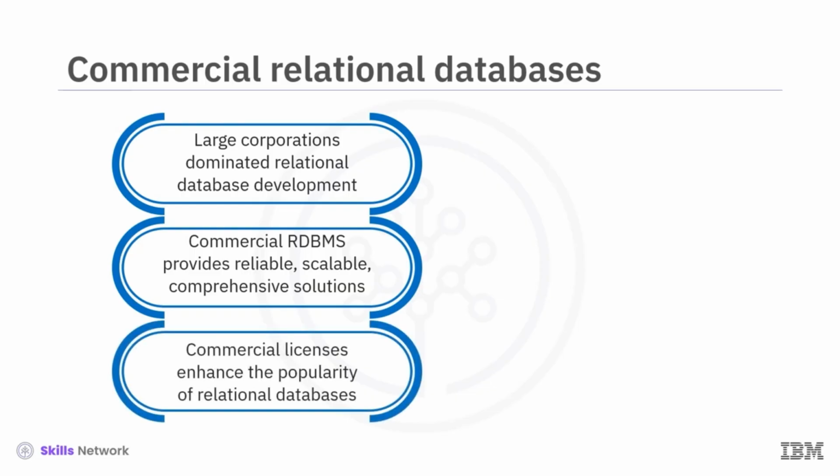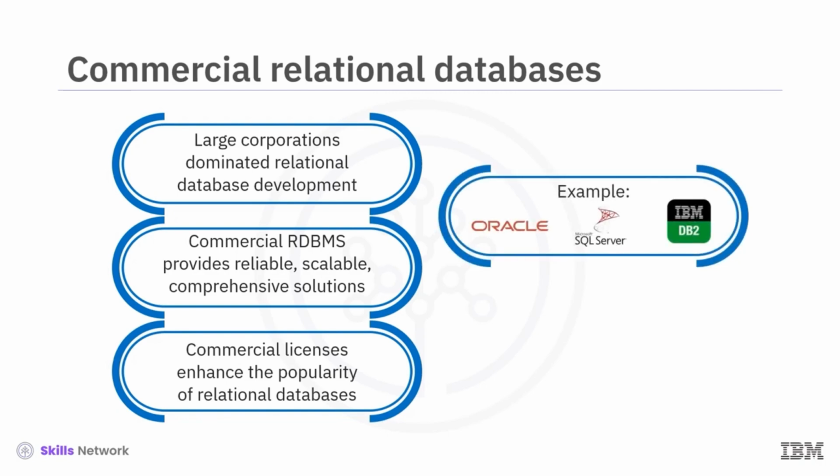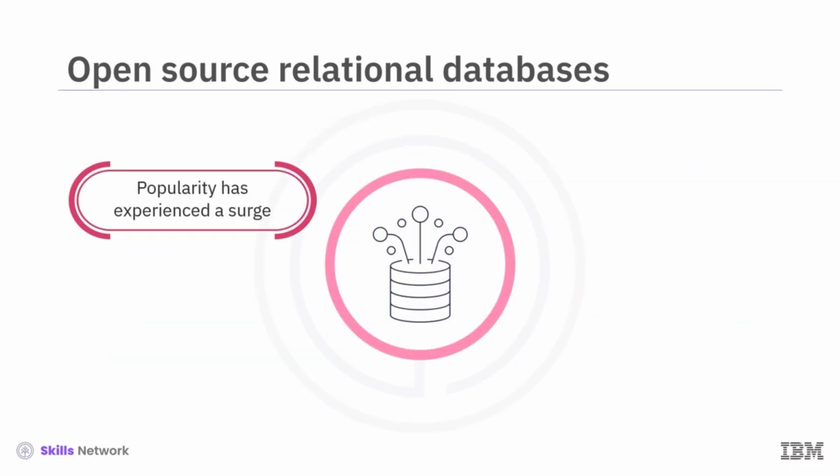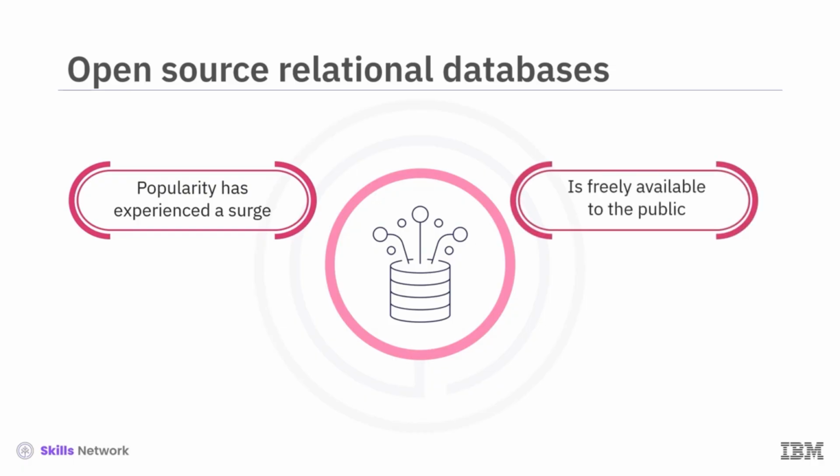Commercial licenses continue to drive the popularity of these relational databases, with Oracle, Microsoft SQL Server, and IBM DB2 leading the market. Most large corporations offer both on-premises and cloud-based versions of their products. In the late 2000s, the popularity of open-source licensing for relational database systems such as MySQL, PostgreSQL, and SQLite experienced a surge in popularity. Open-source licensing is software licensing that allows the source code of a computer program to be free and available to the public.